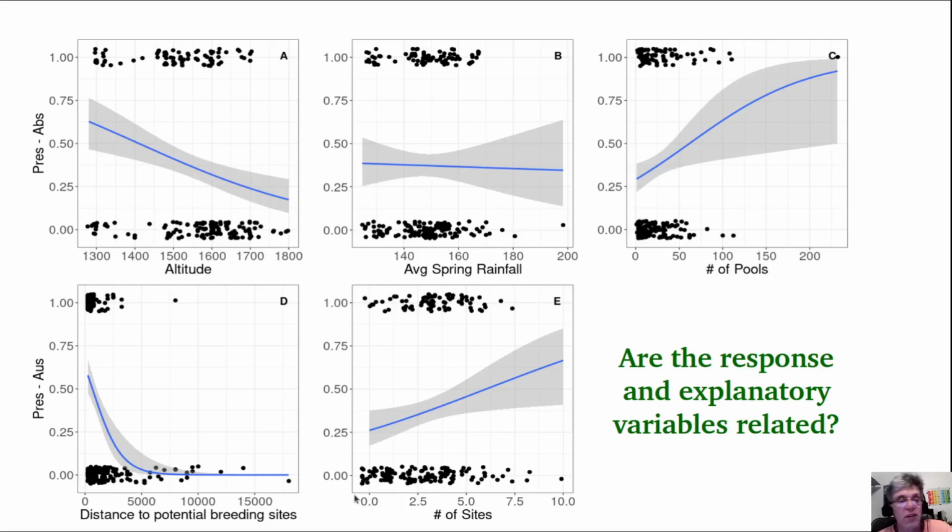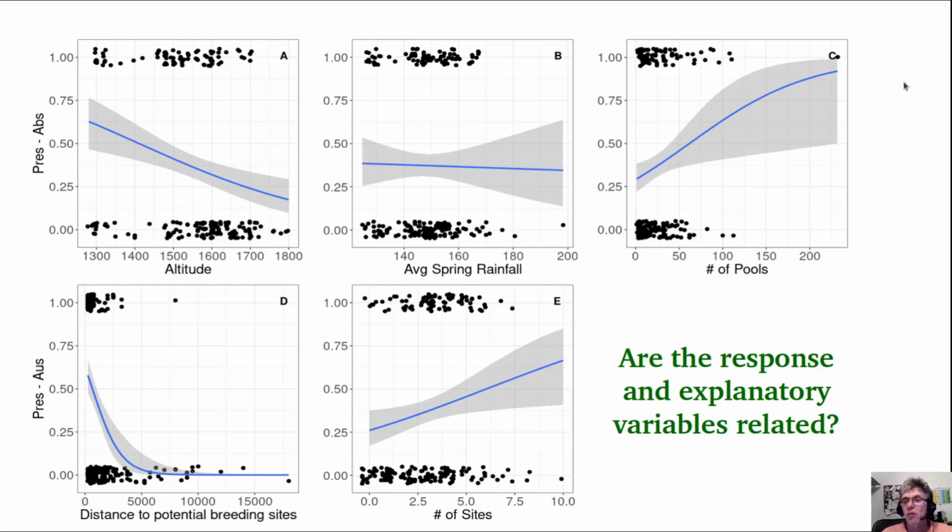So are these variables related? For that we make a plot of the presence or absence. Let's remember that we record them as ones and zeros. This is plotted with a jitter command so as to visualize the points, and this blue line corresponds to a marginal GLM obtained by ggplot. This shows that as altitude increases, the probability of presence declines. This shows that the average spring rainfall has essentially no effect on the probability of presence.